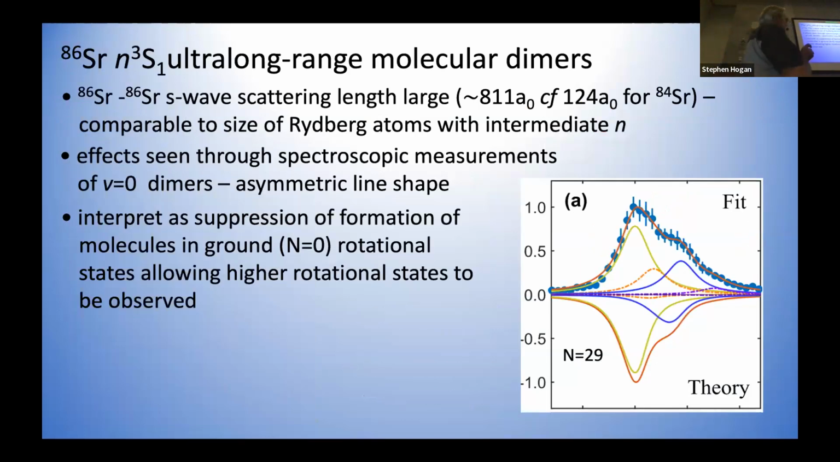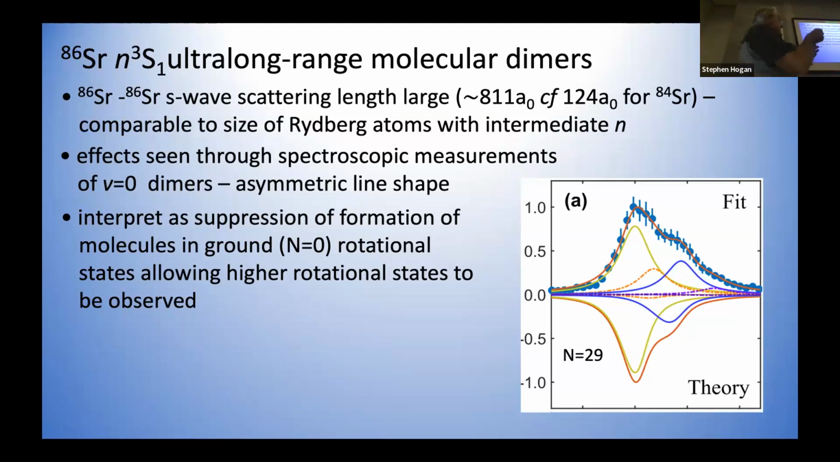Now, we're interested in the ultra long range molecular dimers of 86 strontium. And you say, why 86 strontium? Well, the thing about 86 strontium is that the S-wave scattering length is large. It's about 811 Bohr, as compared to, say, that for 84 strontium. And that is becoming comparable to the size of Rydberg atoms with intermediate values of n. So what this means is, remember that there's a node in the scattering wave function at about that distance where you have a scattering length, okay?